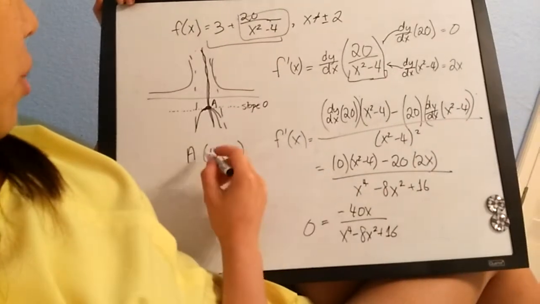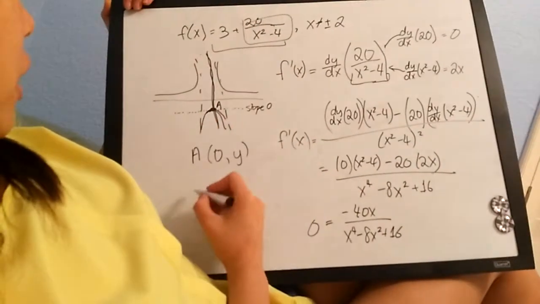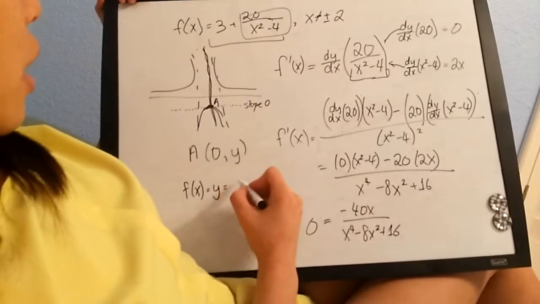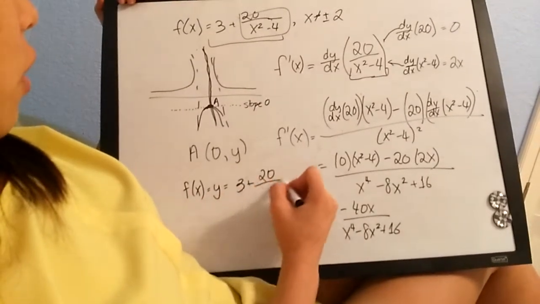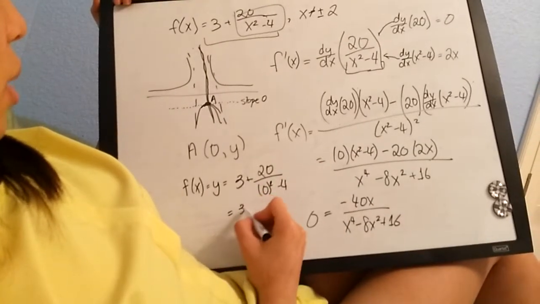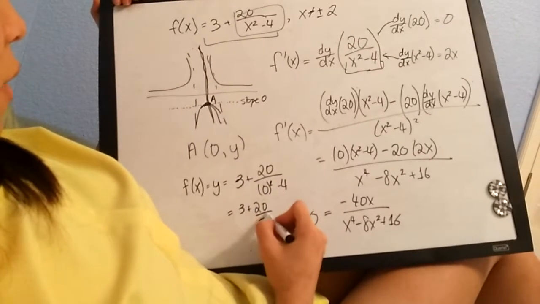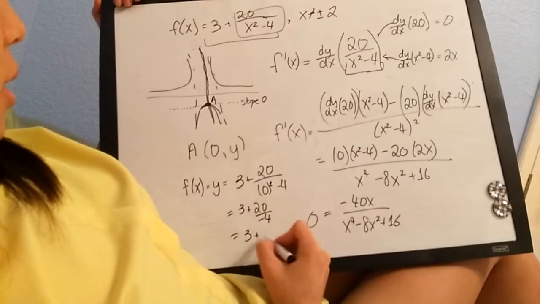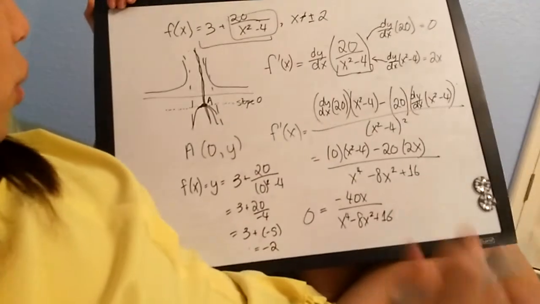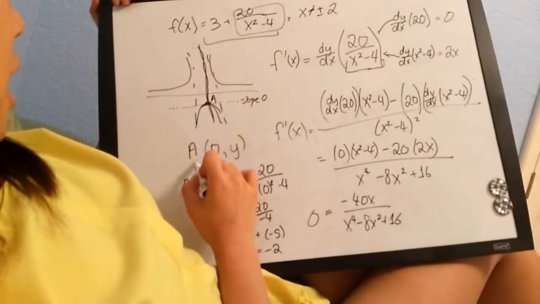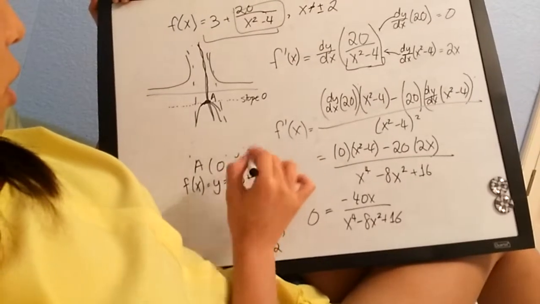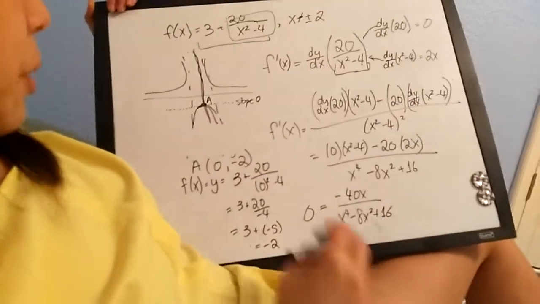If we plug 0 back in as our x in our original function, we get that the y value, f of x, is 3 plus 20 over 0 squared minus 4. That equals 3 plus 20 over negative 4, which equals 3 plus negative 5, which is equal to negative 2. So we finally get that the coordinates of A are 0, negative 2. That's part A.